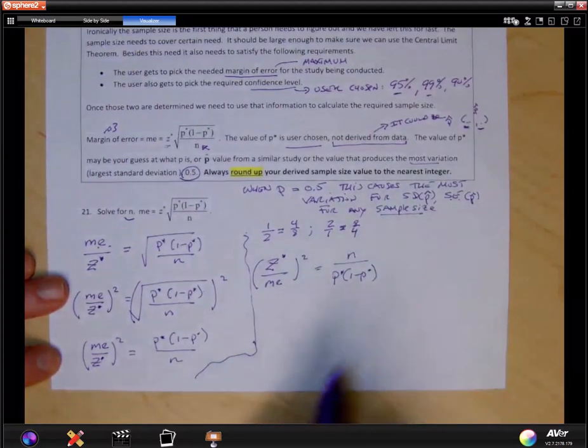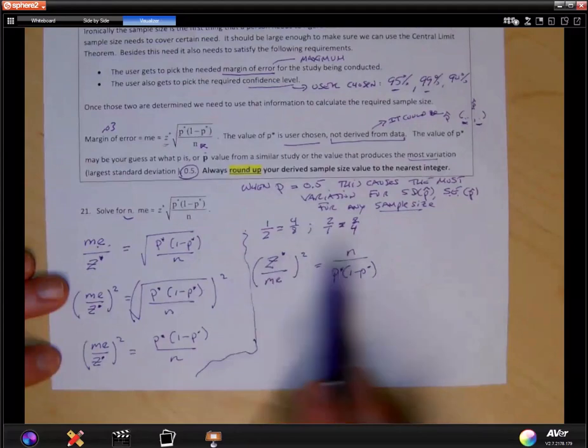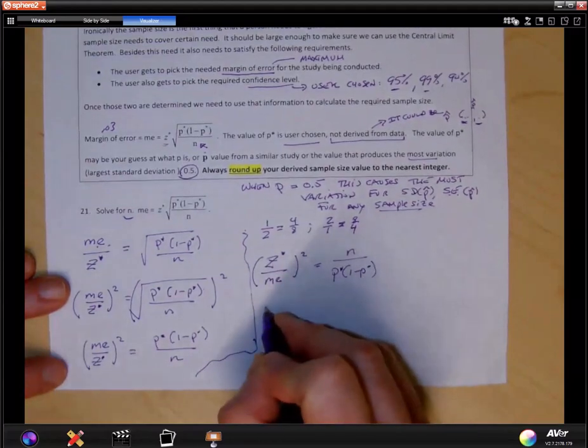And there we have it. Now I want to solve for n, so I'll multiply both sides of this equation by this denominator. And what I get is the following.